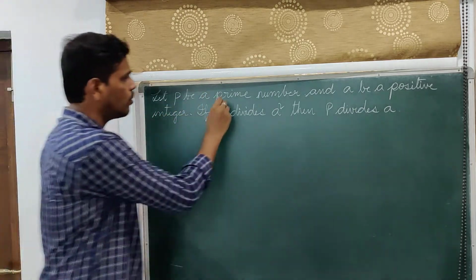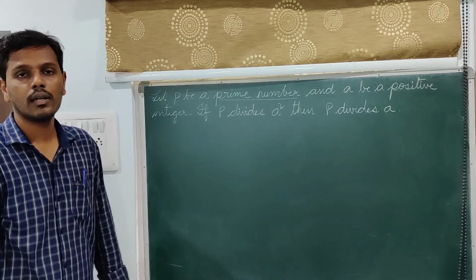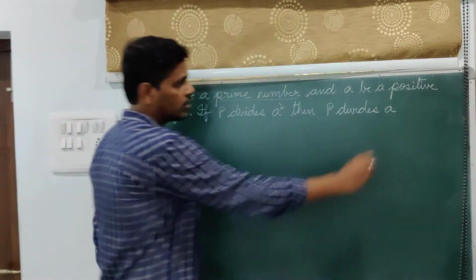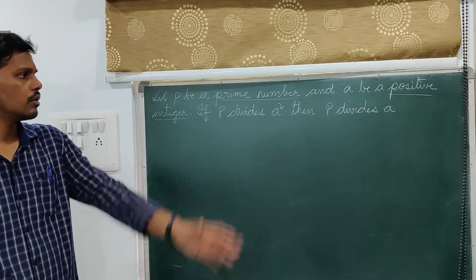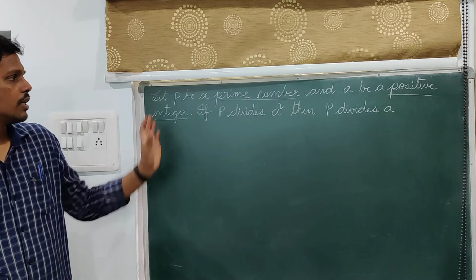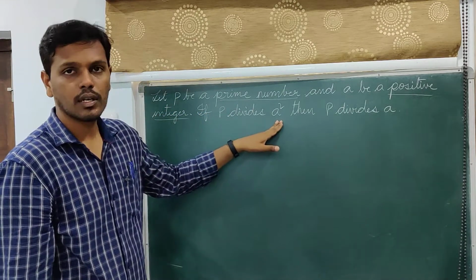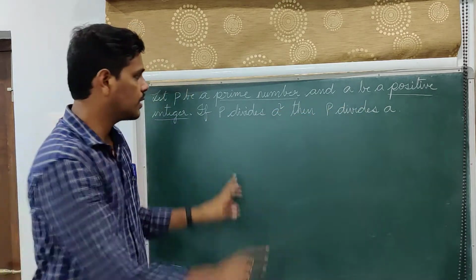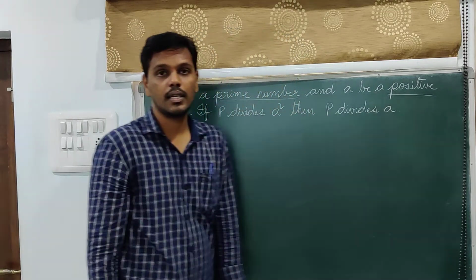So prime number, you know what is a prime number? Any number greater than 1 which has got 1 and itself as factors, we call it a prime number. Now you know what is a positive integer? That is numbers from 1 and so on, they are positive integers. If P divides A square, now you have to prove P divides A. Taking this into consideration, you have to prove P divides A. So that is the aim of the problem.